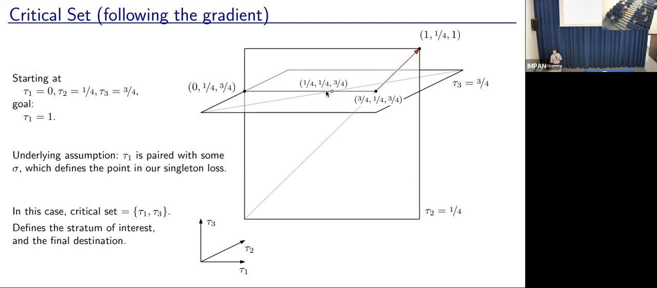In this situation, I call tau 1 and tau 3 the critical set. These are the simplices that have to move together. A critical set is an important set, because if you know what it is, one, it tells you the final stratum that you have to move along, but two, it also tells you what your final destination is. If you can figure out from the beginning what the critical set is, then you can take what I call the big step, from the beginning all the way to the end. So that's what we're going to do: figure out this critical set, and do it efficiently.